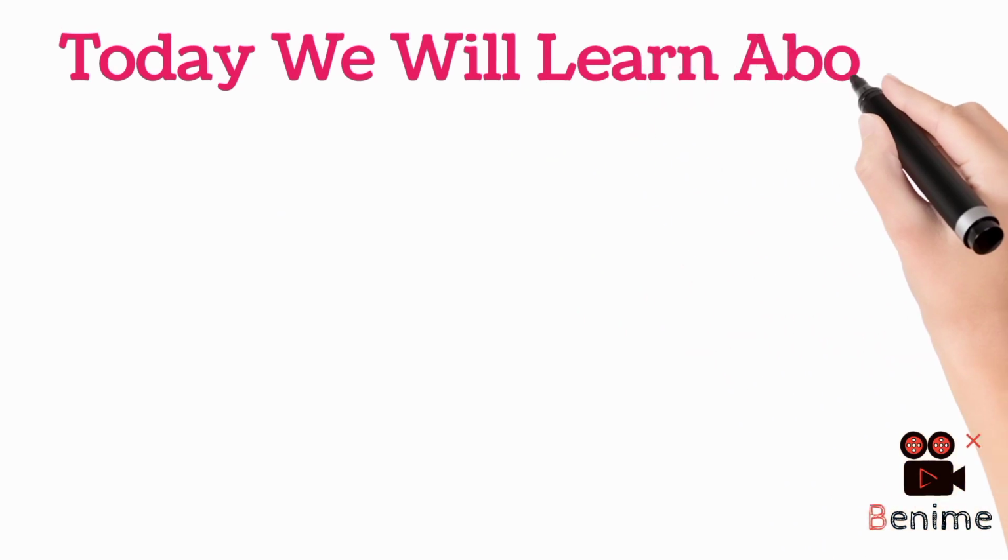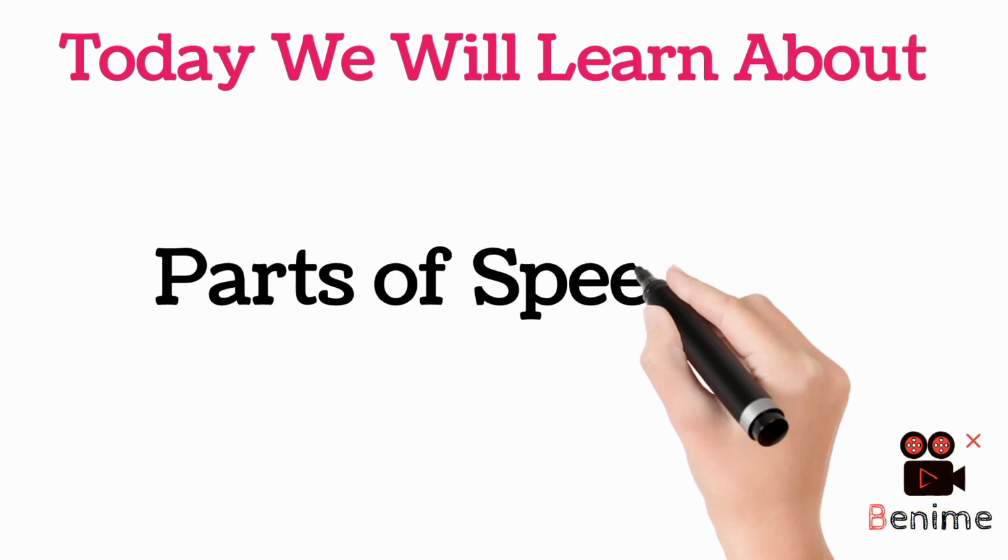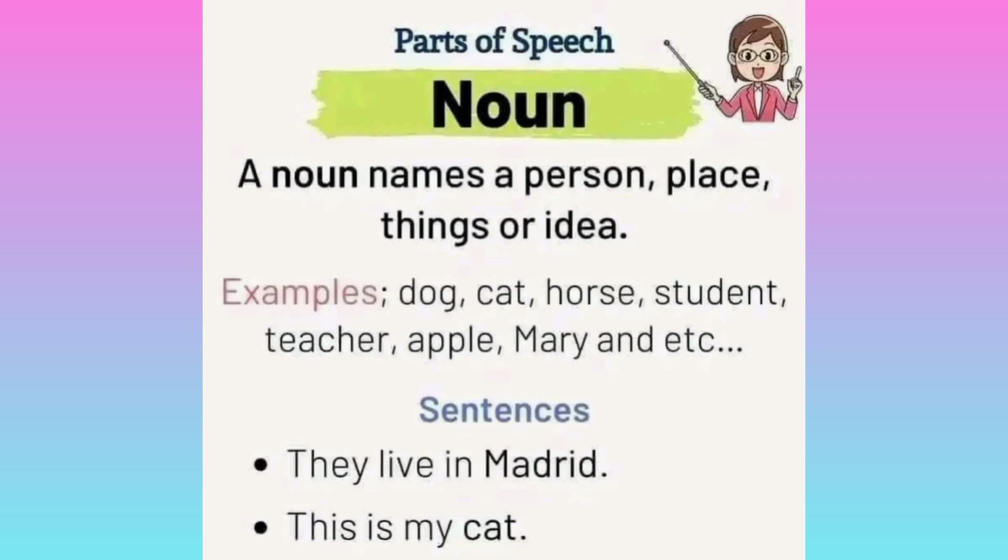Today we will learn about parts of speech. Noun. A noun names a person, place, thing or idea. For example, dog, cat, horse, student, teacher, apple, Mary, etc. Sentences. They lived in Madrid. This is my cat.